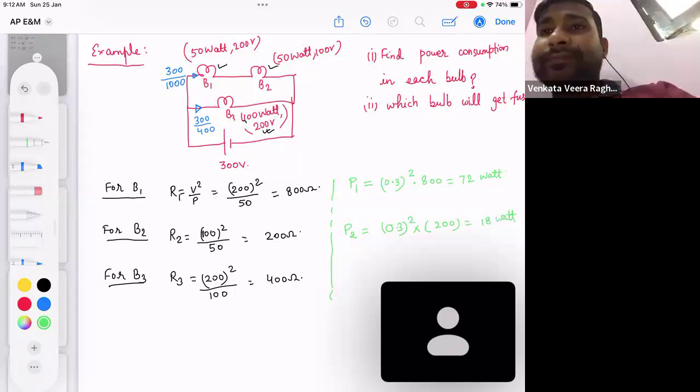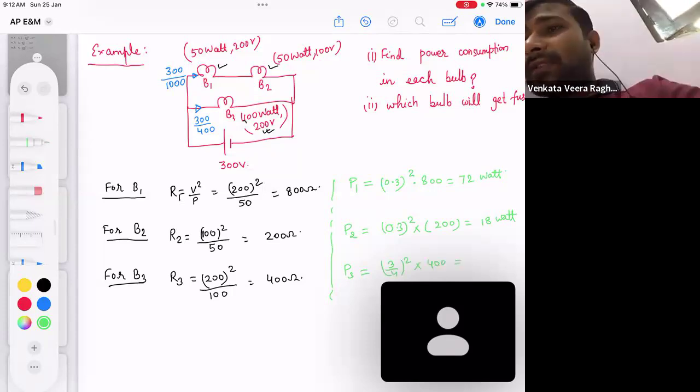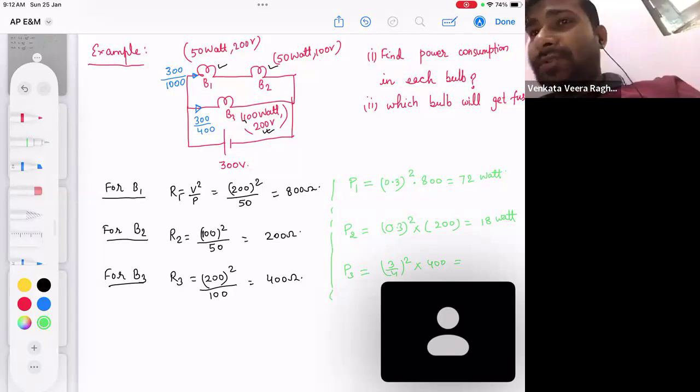What happened with bulb 3? 3 by 4 square, right? Bulb 3, what will happen? Current is 3 by 4 and the resistance is 400. How much is that coming? 3 into 3, 9 by 16, right? 9 by 16 and 400 over 16 is 25, 25 into 9, 225 will come.